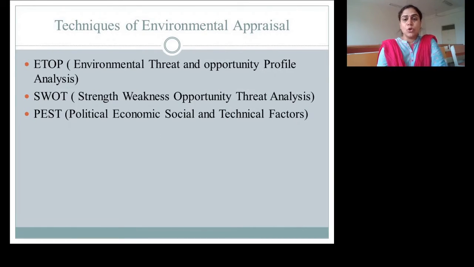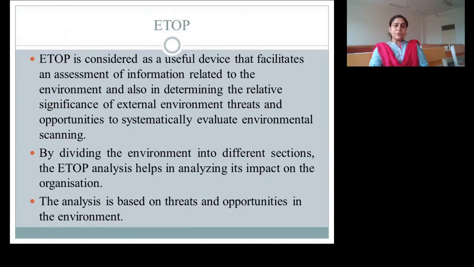The first is the ETOP, that means environmental threat and opportunity profile analysis. Number two is SWOT, that is strength, weakness, opportunity, threat analysis. Number three, PEST, political, economic, social, and technical factors. P stands for political, E for economic, S for social, and T for technical factors. So we'll take up one by one. First is the ETOP. What is ETOP? Let's see in the slide first.